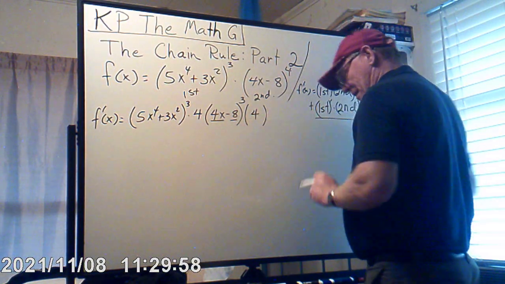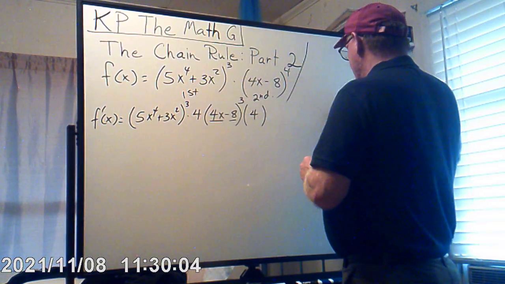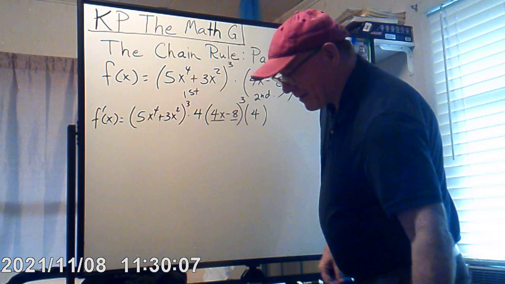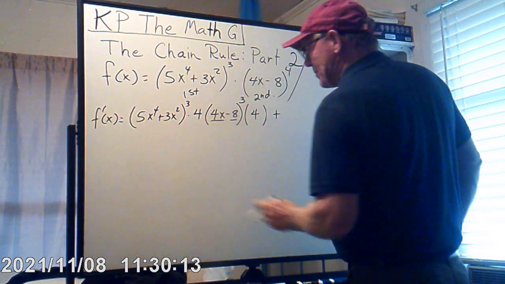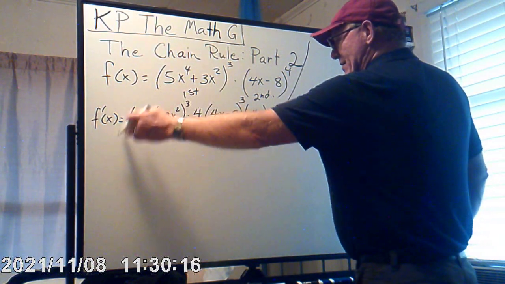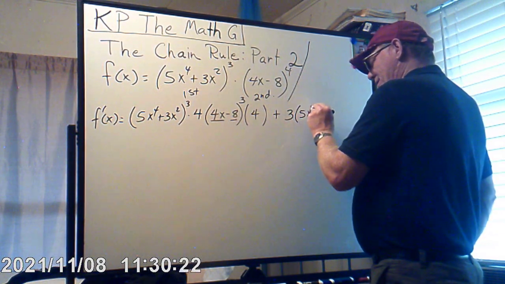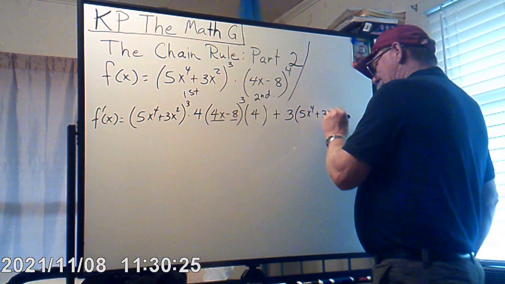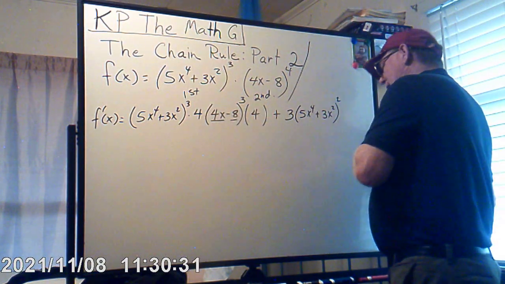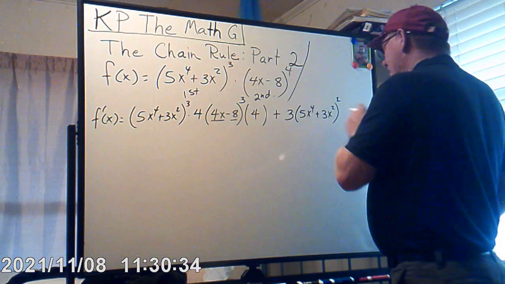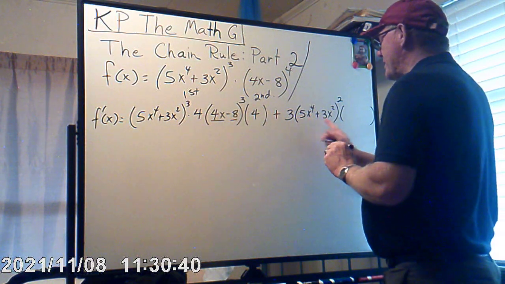Alright, let me erase this. I probably could have put it up somewhere else, but I'm just going to go ahead and expand that, or go a little further now. Now plus, now I do the derivative of this. Okay, so the derivative of this is going to be 3 times 5x to the fourth plus 3x squared. Remember, we're going to reduce the exponent by 1. So that's a 2 here.